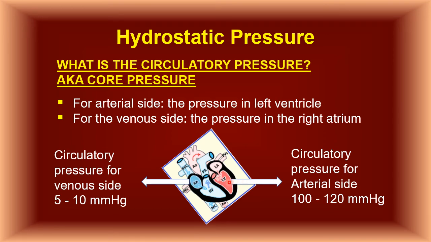Now we come to the core pressure in the arterial side. For the arterial side, we have the pressure in the left ventricle. So the left ventricle here is representing the circulatory pressure or the core pressure for the arterial side. And usually it goes from 100 up to 120 millimeter mercury. So again, circulatory pressure in the arterial side, 100 to 120, and the circulatory pressure in the venous side is 5 to 10 millimeter mercury.